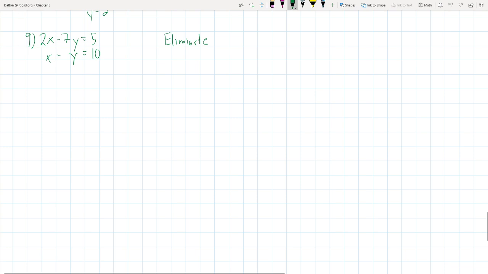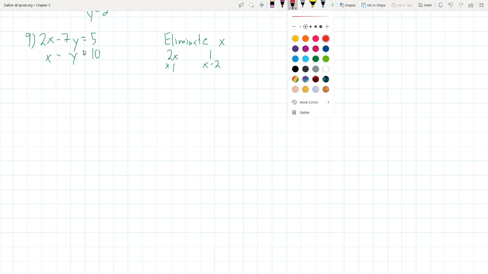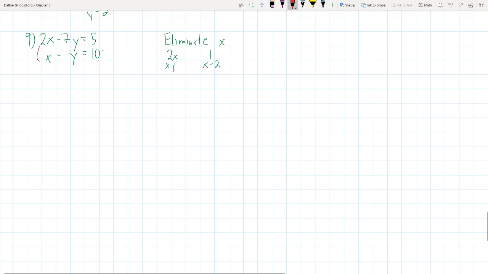I'm going to say, hey, these x's are really close. These y's are kind of far apart, and they're both the same sign, but this 2 and the 1 are a lot easier to work with. So let's eliminate x. So I have a 2x and I have a 1. I'm going to keep the 2x as it is, so I'm going to just multiply it by 1, and I'm going to multiply this one by negative 2.